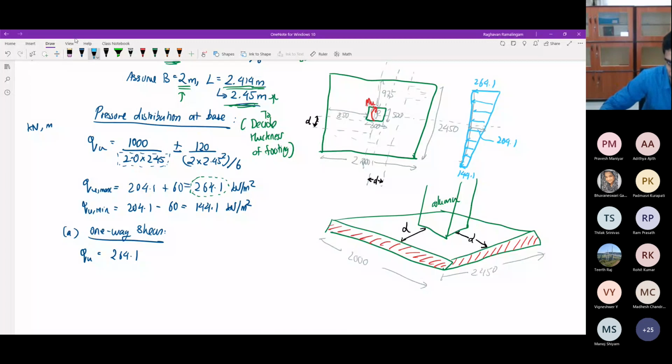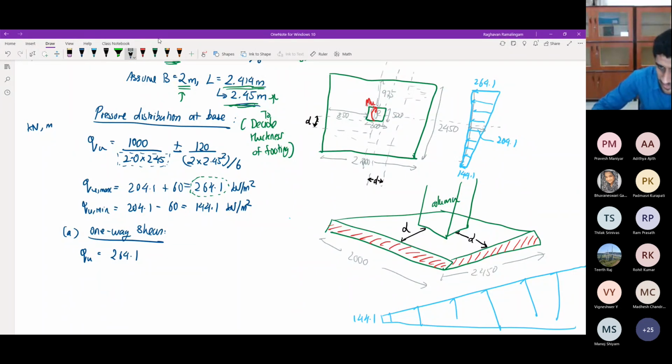So I've drawn only one part. I've drawn only till D. Okay, so this pressure distribution is actually much longer. So the pressure distribution is acting. So here it may be 144.1 or something, whatever it is. So I want to know exactly at this location. I need to know at this particular location what is the value. And similarly at this location, what the value is.